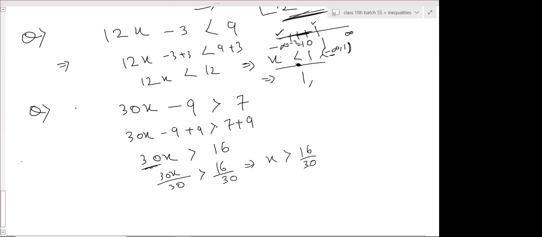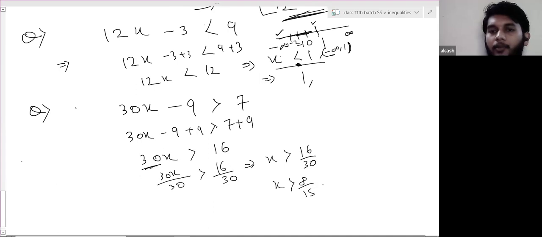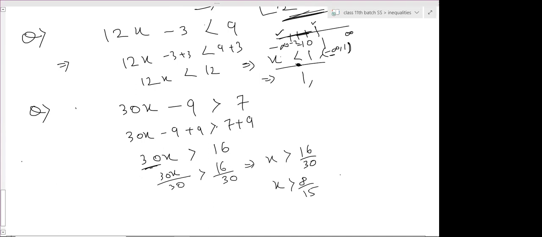But 16 by 30 can be cancelled, right? Right, right. You can write this as 8 upon 15 also, no worries. That's what I did. I cancelled it by 2. I got the same, but I don't know how to write it in intervals. So how to write this in intervals?